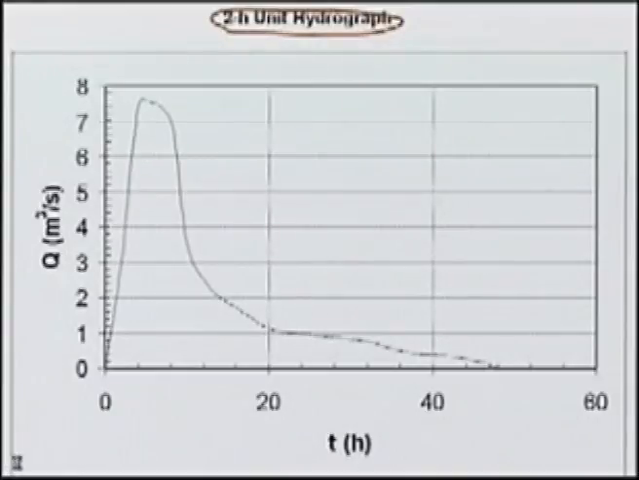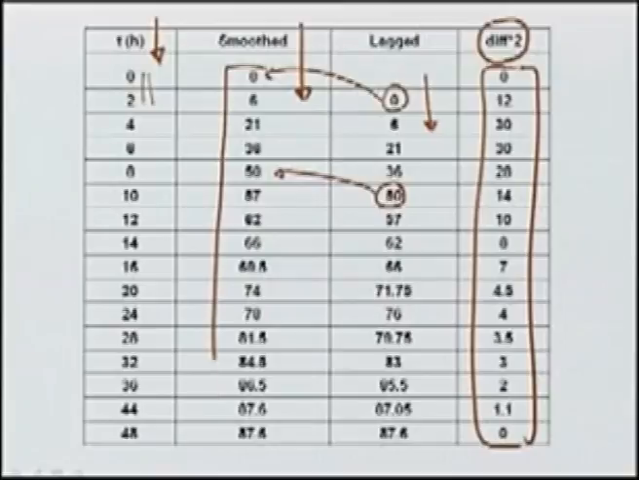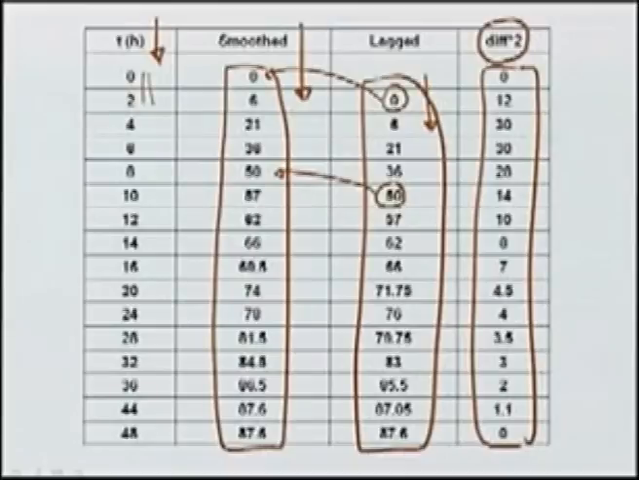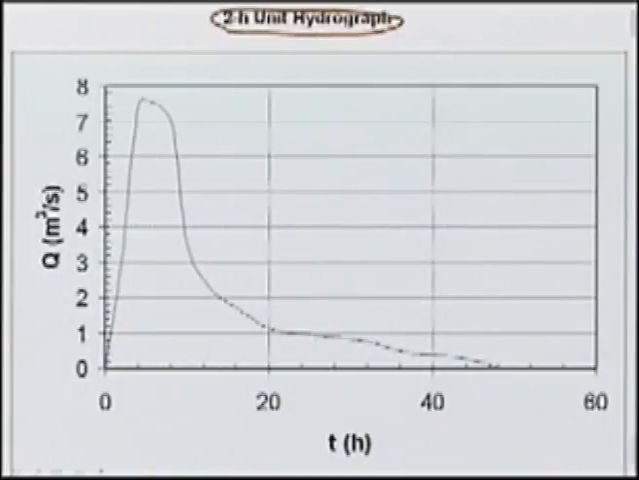So, two different S curves, one starting from 0, the other lagged, and then we take the difference multiplied by 2 to get the 2-hour unit hydrograph. In this way we can obtain the unit hydrograph for any duration which is not a multiple of the given duration. It may be less than 4 hours, it may be more than 4 hours, for example, 5 hours also, 6 hours also. We can do the same thing.